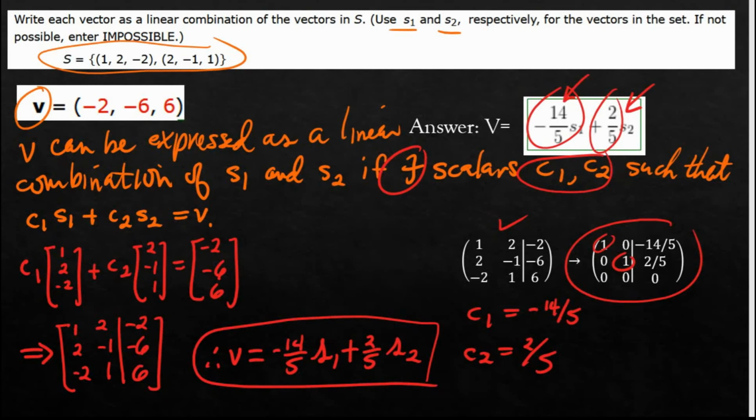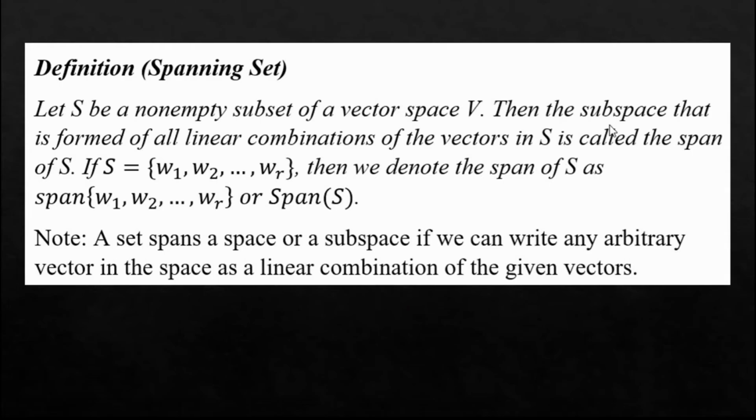Now let's move on to spanning sets. And what does that mean? Here, the definition: let capital S be a non-empty subset of a vector space V. Then the subspace, remember we talked a bit about subspace before, the subspace that is formed of all linear combinations of the vectors in S is called the span of S. And so if S is written as a set of vectors, we denote the span of S as the span of those vectors, or the span of S.